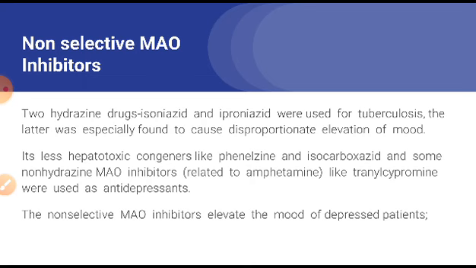Later, it was understood that iproniazid is very much utilized for elevation of mood, because it has some action like that. So this hydrazine category can become one of the important treatment methods for depression. Its less hepatotoxic congeners like phenelzine and isocarboxazid, and some non-hydrazine MAO inhibitors like tranylcypromine, were used as antidepressants.